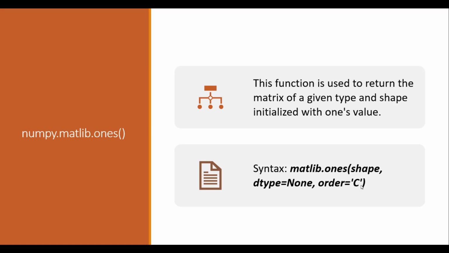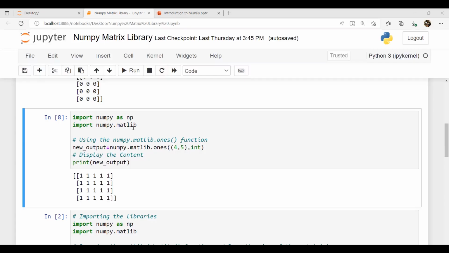Let us see an example of how to use the numpy.matlib.ones function with an integer value as an argument. So here is the example.